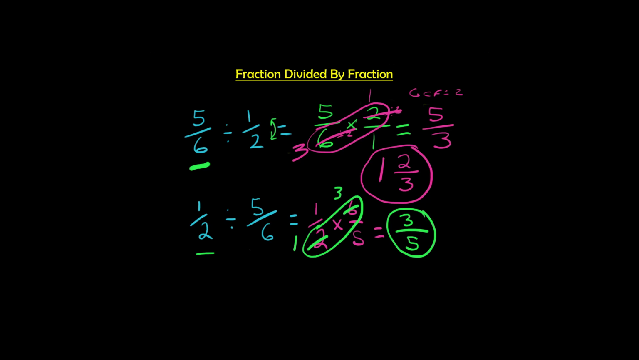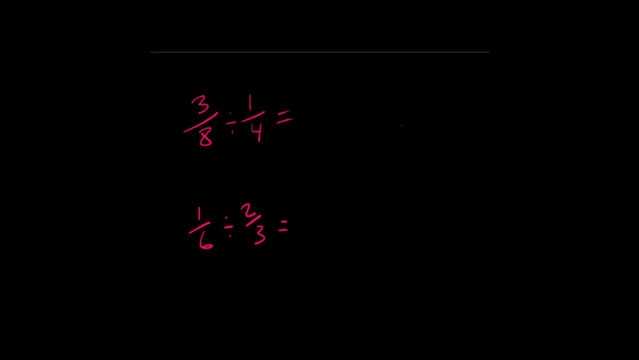All right, let's try a couple more problems. So let's rewrite our new problem. We're going to have the 3/8. The first number stays the same. Multiply by 4/1. Okay. Look at these cross cancel. 8 divided by 4 is going to be a 2. 4 divided by 4 is going to be a 1. So 3 times 1 is 3. 2 times 1 is 2.